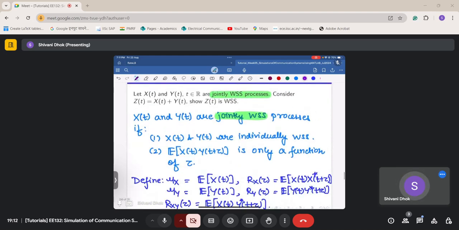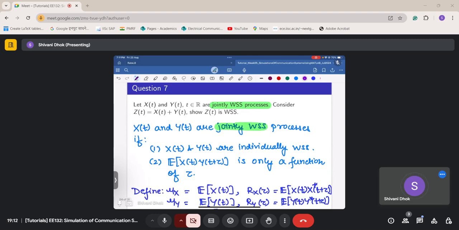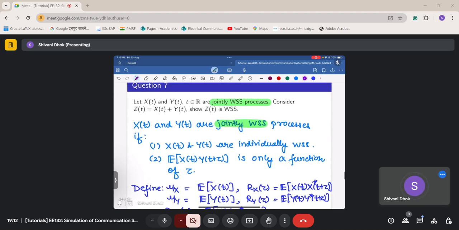There was a request that I'm going a little bit faster and to go slower. From next question I'll go slowly, but for this question I'll just repeat the process once again so that it's a little bit clear. So what is said is, let xt and yt, which take values in the reals, be jointly wide sense stationary processes, and consider another process which is simply the addition of these two processes, that is zt equals xt plus yt. And what we need to do is show that zt is a wide sense stationary process.